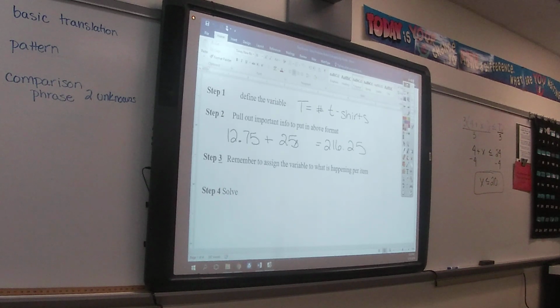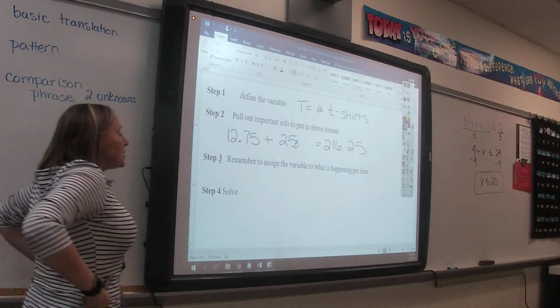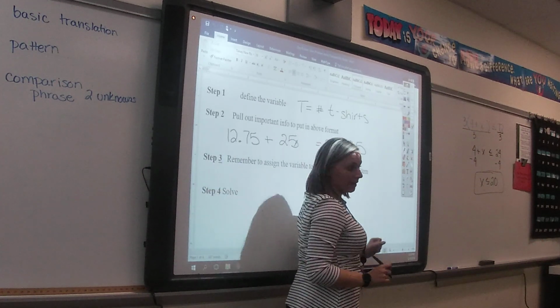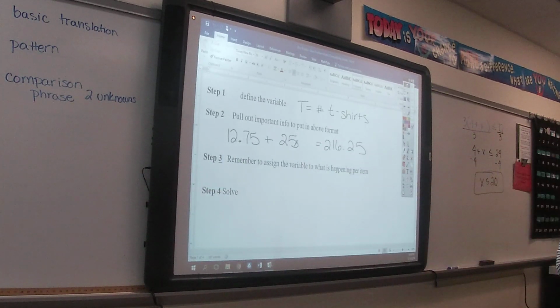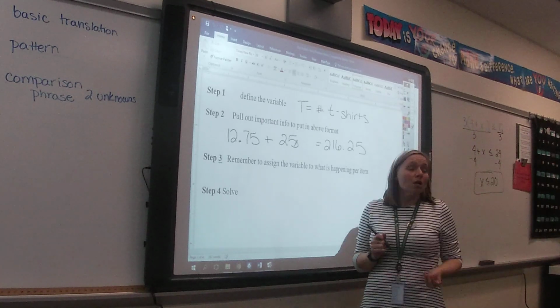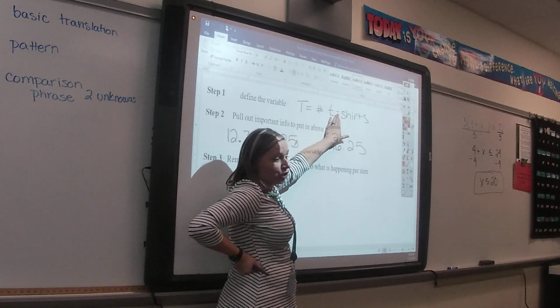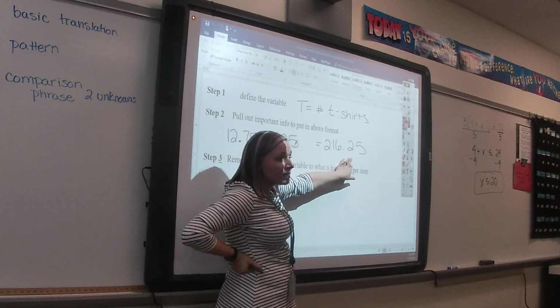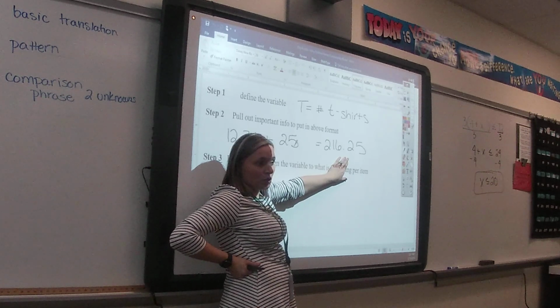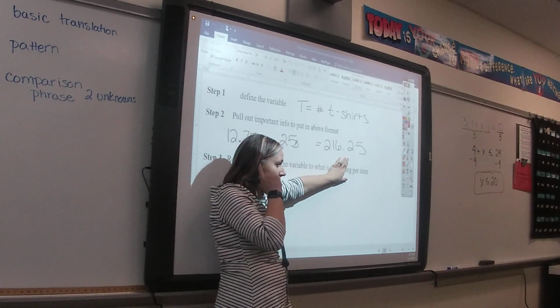Now, here's the rule that's important. When something is happening per item, it gets a variable. If something is happening per item, a variable gets paired with it. Not because we like the number, not because of anything else. It has to be happening per item. So we're going to go through the list and decide what is happening per t-shirt. Is the 216.25 happening per t-shirt? No, because that's our total.